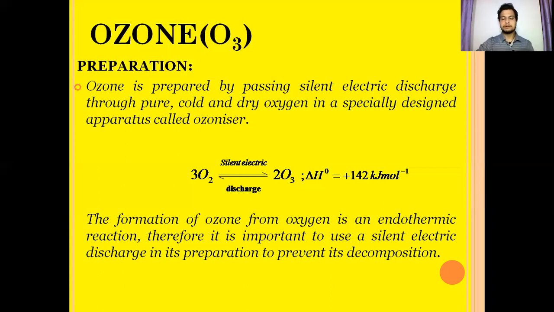So that particular condition is very important to prepare ozone from oxygen. And remember that the conversion percentage is very, very less. It's almost 10%. So only 10% of the oxygen is converted to ozone. So that is how we prepare ozone from oxygen.